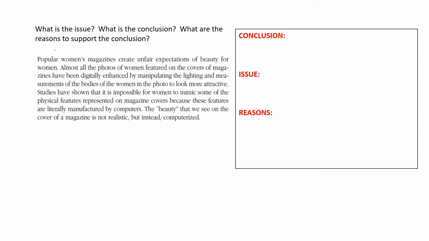The beauty that we see on the cover of a magazine is not realistic, but instead computerized. So if you recall, we always look for the conclusion first if we don't know the issue, okay? So I can say that the conclusion the author is trying to make in this argument is very simple: magazines do create unfair expectations of female beauty. As a matter of fact, it's the first sentence right here. The author gives us the conclusion at the start of the paragraph, okay?